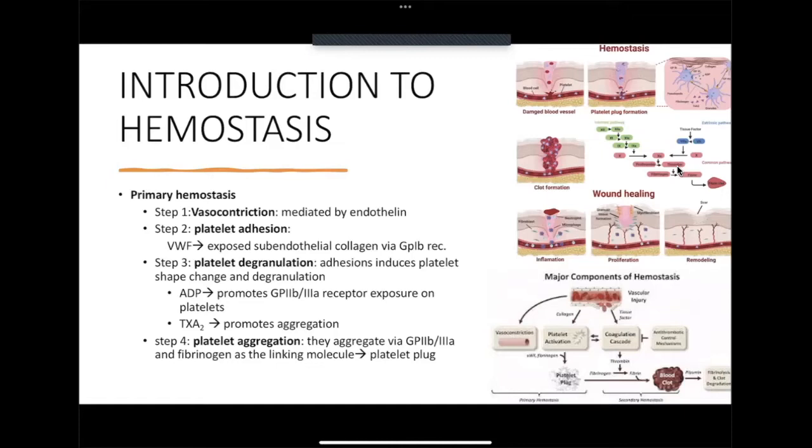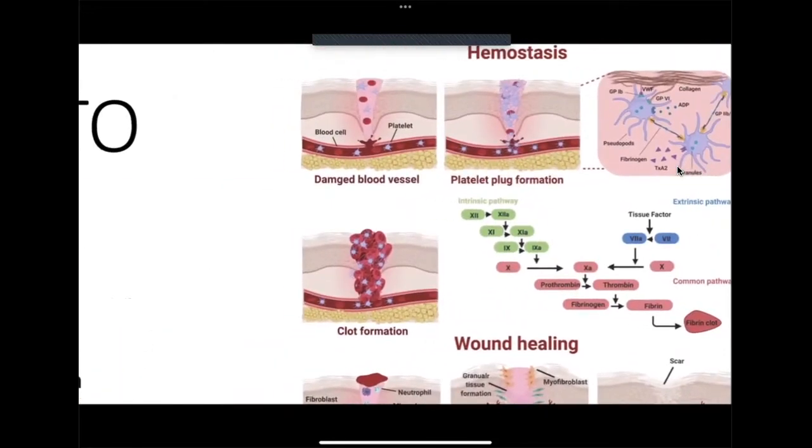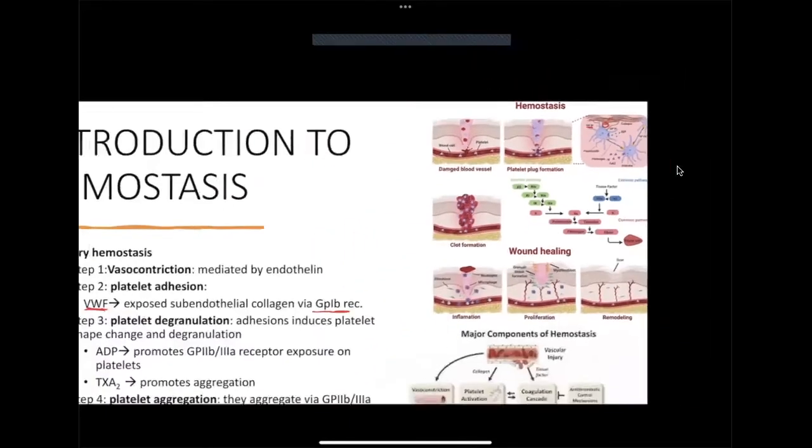And platelets adhere to the subendothelial collagen via von Willebrand factor, as we can see here. And they do this via glycoprotein 1B receptors. Let's see if we can find a picture here. So we can see glycoprotein 1B receptors, von Willebrand factor, and them attaching to the subendothelial collagen.